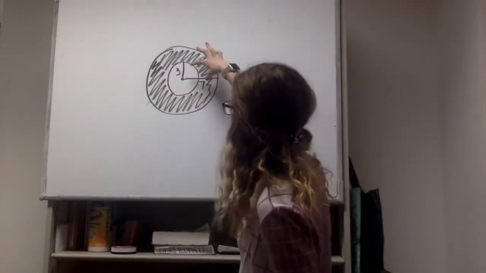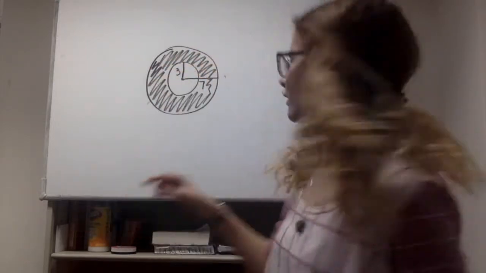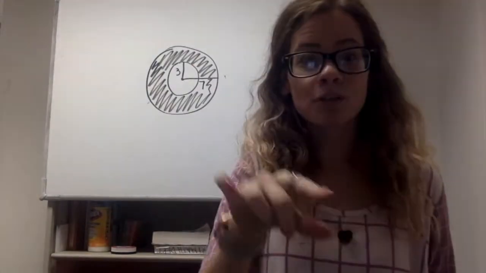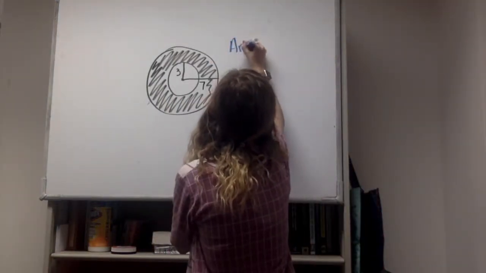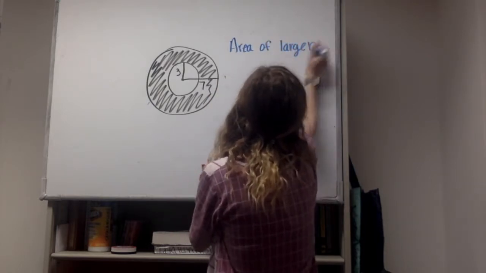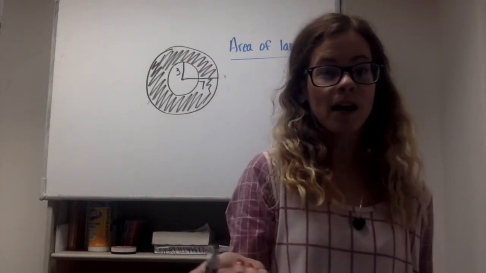I noticed a lot of y'all were trying to subtract the 7 and 3 and trying to find the radius of just this part right here. But we really want the area of the whole circle, and so we wouldn't subtract those two. And so the first step we would want to do is find the area of the larger circle. And to do that, we know the area of a circle is A equals pi r squared.